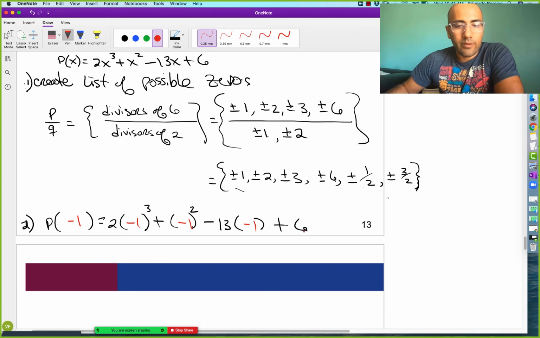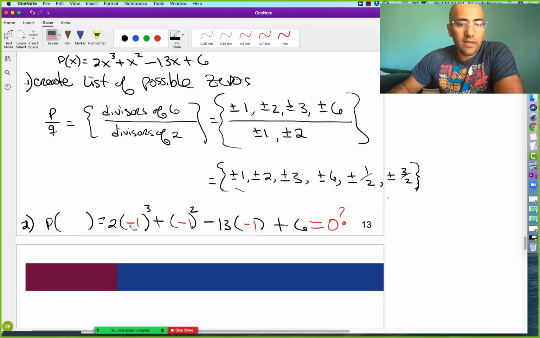Okay, and when we plug in negative 1, what we're looking for is to figure out, does this equal 0? If it equals 0, we found a zero of the polynomial. If it doesn't equal 0, then it doesn't really matter what it is. We don't even really care what the number is. We just want to know, does it equal 0?